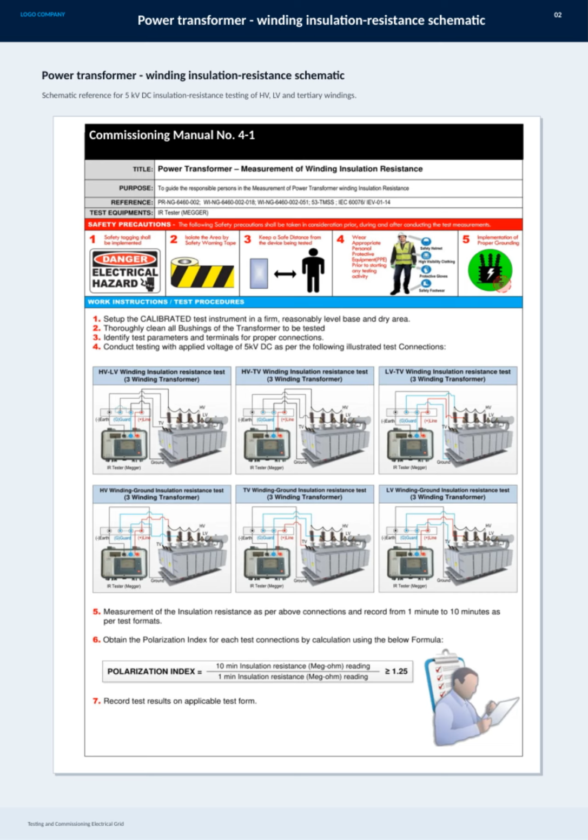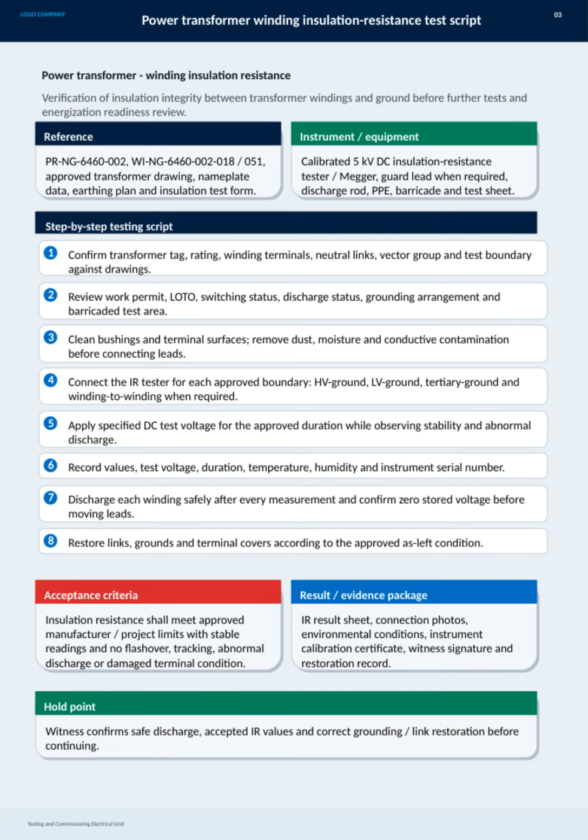Here we have the schematic for the insulation resistance testing of power transformer windings. This diagram is specifically for a 5 kV DC test, covering the high voltage, low voltage, and tertiary windings. Proper insulation resistance testing is crucial during the commissioning of transformers to ensure electrical safety and reliable operation. This slide is part of the commissioning manual, providing a clear reference for technicians performing these tests on the electrical grid.